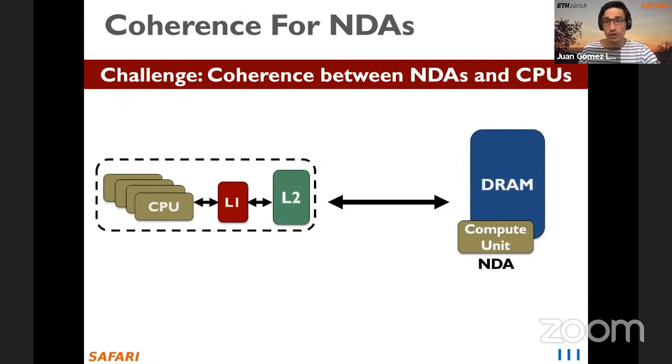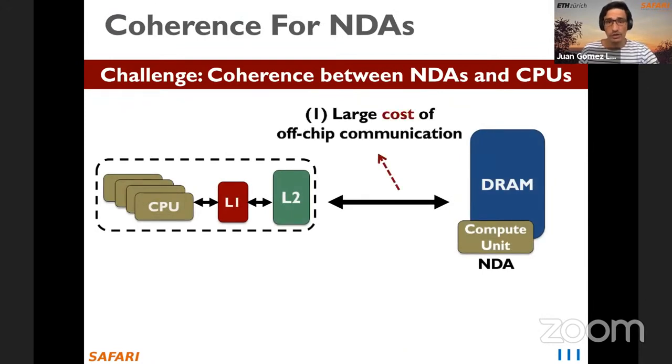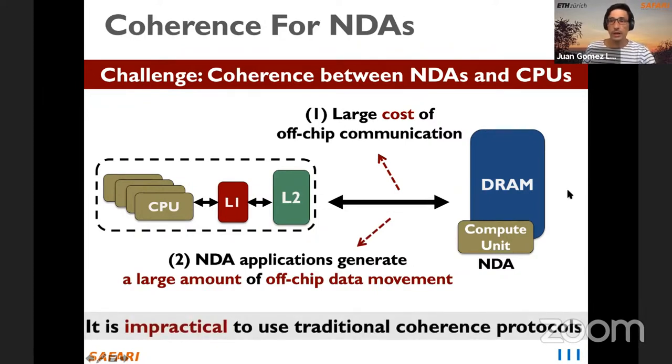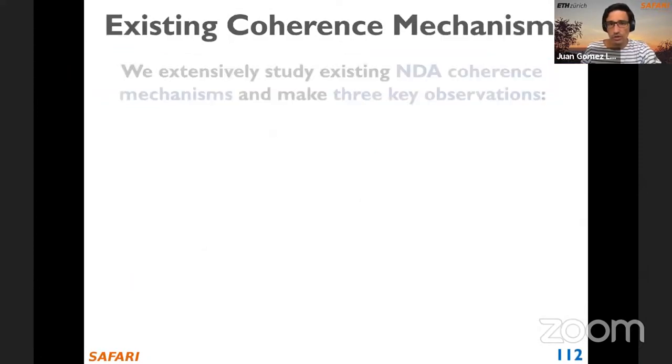And it's necessary to maintain the coherence because there is a large cost of off-chip communication. Now we have processors here, we have also compute units there, and they are updating data here and there. And that generates a lot of off-chip data movement. And even if we have PIM units, we want to avoid more data movement than necessary, because as we have seen in the previous motivation results, it's impractical to use traditional coherence protocols.